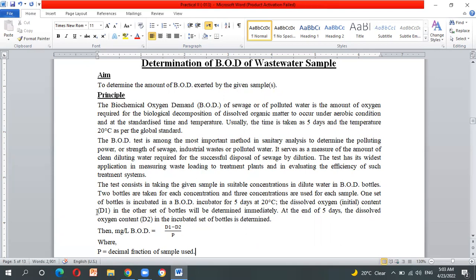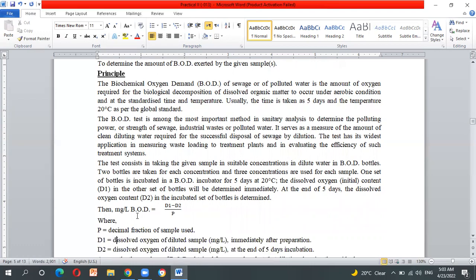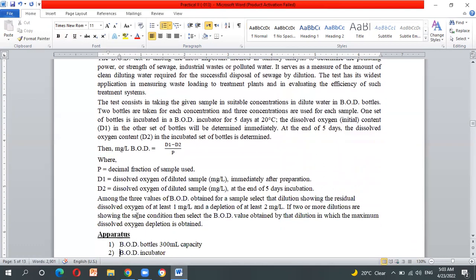One set of bottles is incubated in a BOD incubator for 5 days at 20 degrees Celsius, and the initial dissolved oxygen content D1 in the other set of bottles is determined immediately. At the end of 5 days, the dissolved oxygen content D2 in the incubated set of bottles is determined. BOD is (D1 minus D2) over P, where P is the decimal fraction of sample used, D1 is the dissolved oxygen of the diluted sample immediately after preparation, and D2 is the dissolved oxygen of the diluted sample at the end of 5 days incubation.